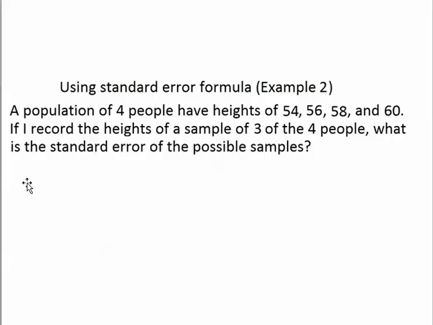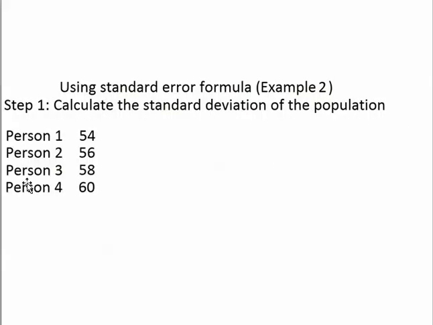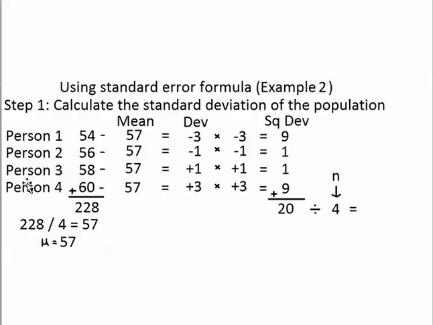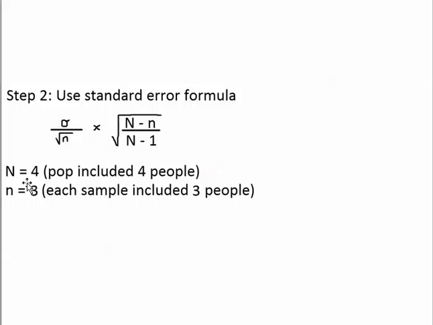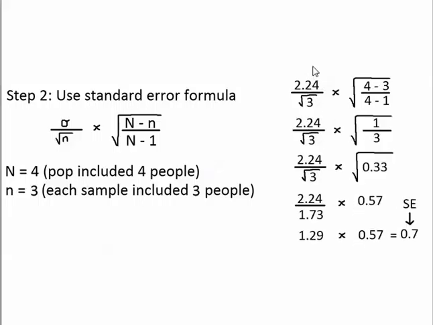What if I have the same population and I'm taking a sample of 3 and I want to know the standard error of the possible samples? In other words, I want to know the standard deviation of the means of all combinations of 3. Well, I just need the population standard deviation again. It's still 2.24 because the population hasn't changed. The only thing that's going to change this time is the sample size. I'm now taking a sample of 3 from the population of 4, so the little n will be 3, the big N will still be 4, because that's still the population size, and the population standard deviation is still 2.24. I get 0.7.